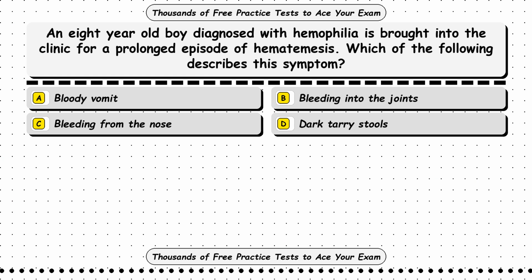Question 52. An 8-year-old boy diagnosed with hemophilia is brought into the clinic for a prolonged episode of hematemesis. Which of the following describes this symptom? Option A, bloody vomit. Option B, bleeding into the joints. Option C, bleeding from the nose. Option D, dark tarry stools.